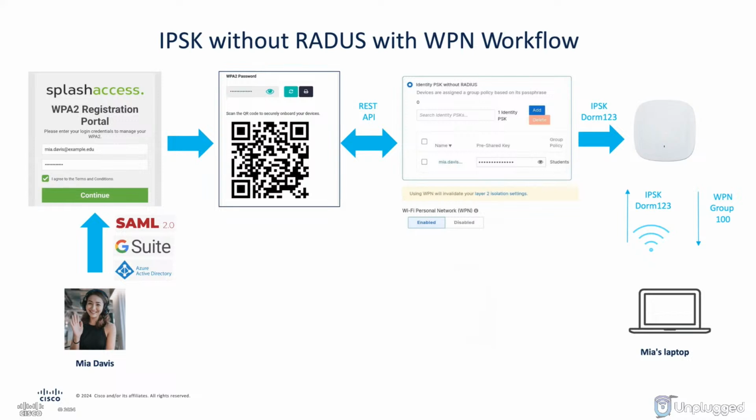So now when Mia's laptop connects to that dorm SSID, again, a shared SSID, we're not creating a new SSID for this. This would just be your campus SSID or some generic SSID you might use. She's going to actually use her IPSK that's self-generated for her to allow that. And once she does that, the dashboard is going to send back to the AP and tell the AP that Mia's device is in WPN group 100. And that's how we're going to segment Mia's device from other devices on the network.